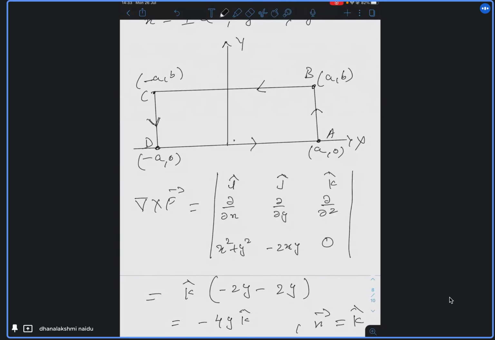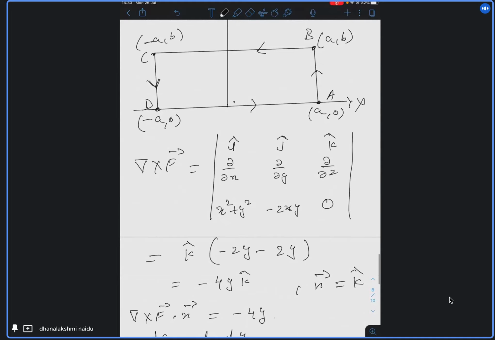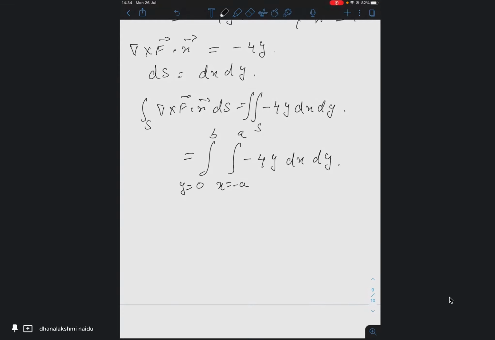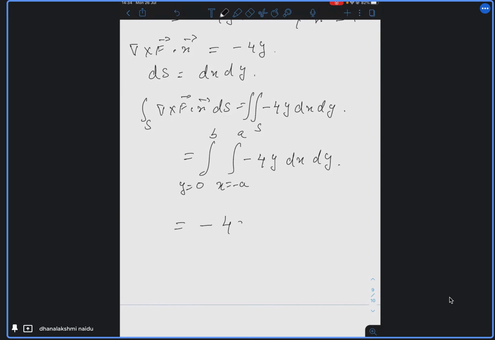You just take any strip, you will understand. In this example, you are not getting any variable in terms of the other variable. So y is 0 to b, x is minus a to a. So here I'll write x is equal to minus a to plus a and y is equal to 0 to b. So solve this integral and tell me the answer. Minus 4ab square. The answer is minus 4ab square. What about others? Got the same answer?